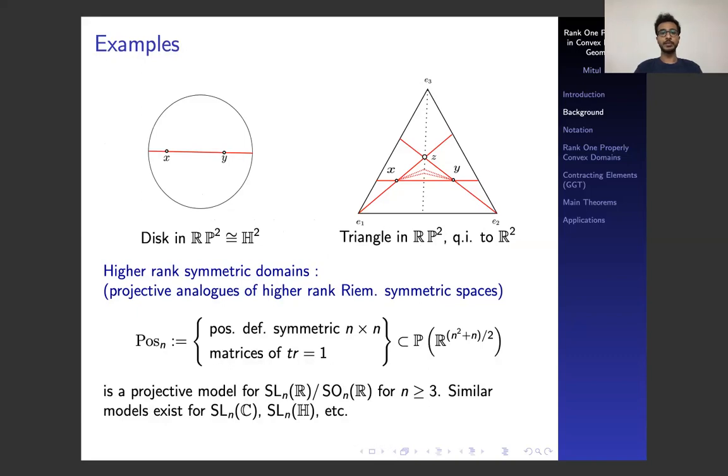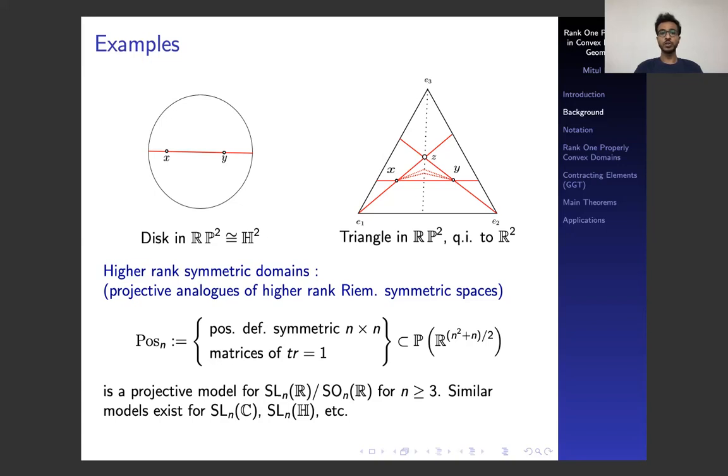Now let us look at some examples. The picture on the left is a disk in RP2, and the disk with its Hilbert metric is isometric to H2, the Riemannian manifold of constant curvature -1. The picture on the right is a triangle in RP2, and this triangle with its Hilbert metric is quasi-isometric to R2. So triangles in RP2, or in general simplices in RPn, are models for flats in convex projective geometry.